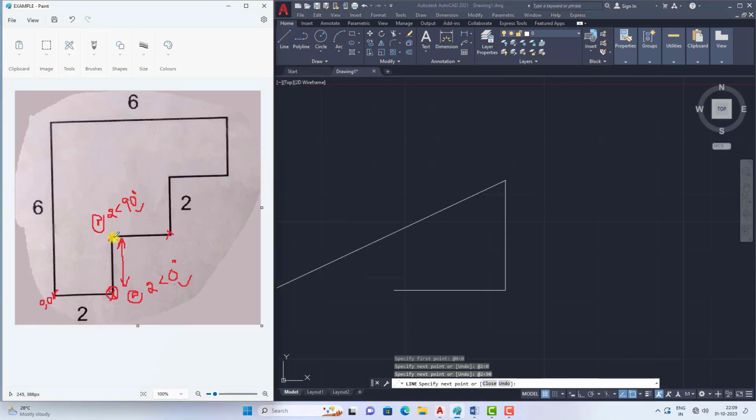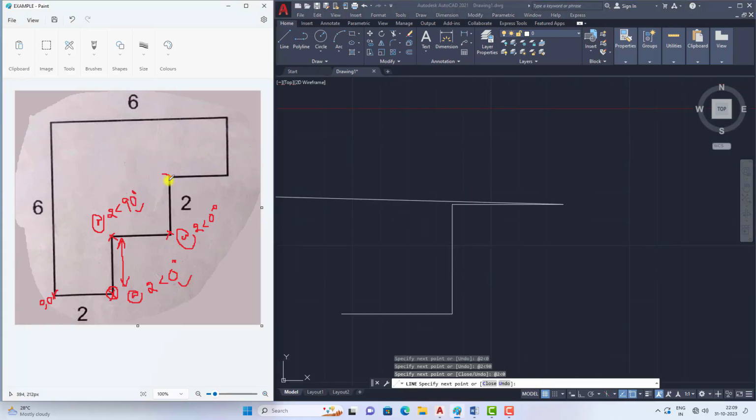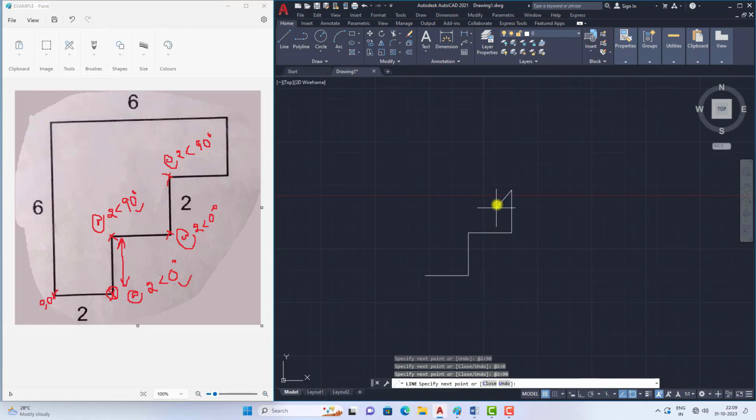And if you want to go here, I am taking this as the reference point and I need to move in the x direction 2 less than, again I need to use the 0 degree angle because I am going rightwards. So again @2<0 and press enter. See, I am here. Now if you want to go to this point, taking this as the reference, I need to move 2 distance less than, the angle is 90. Very simple method is this method. So @2<90, press enter.